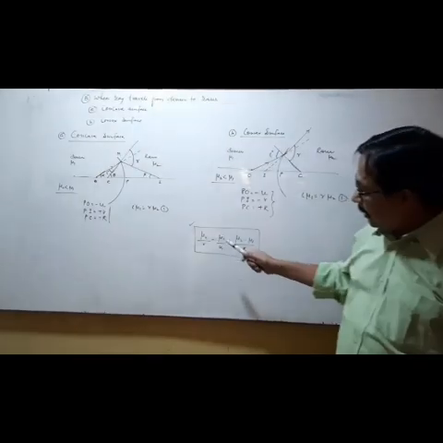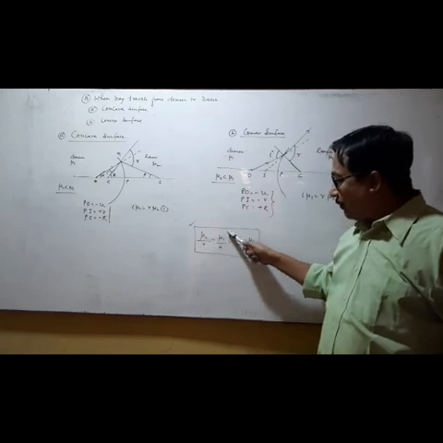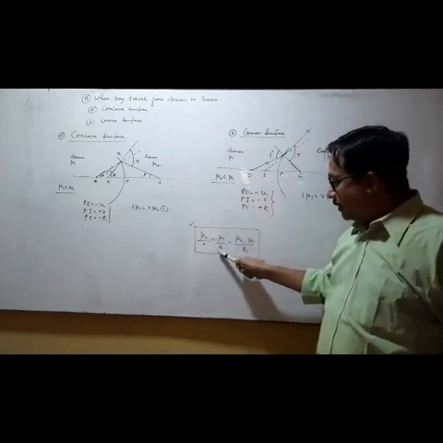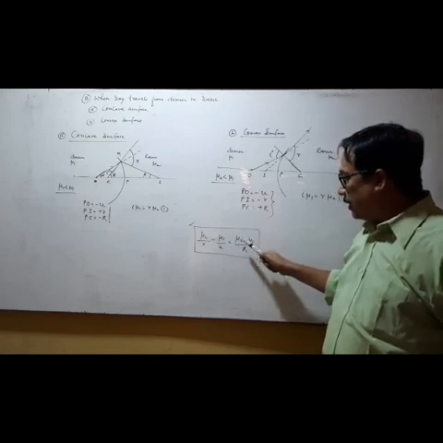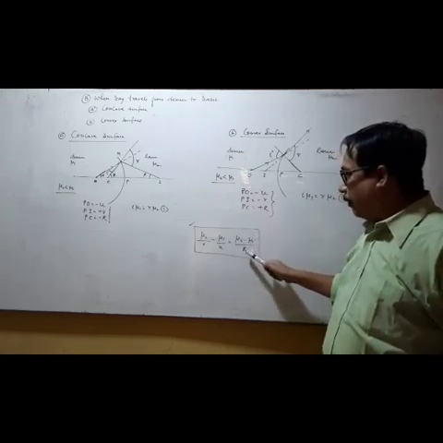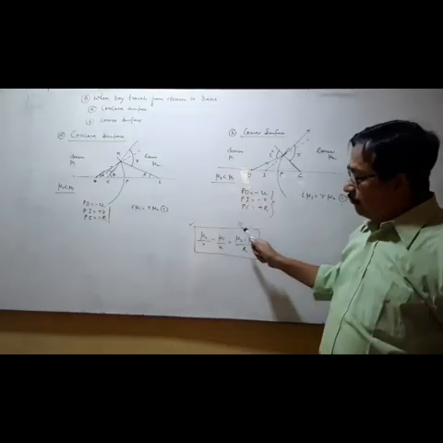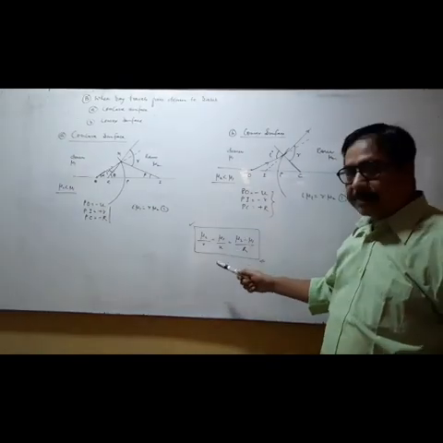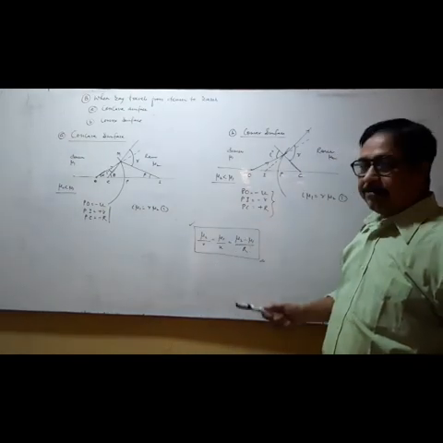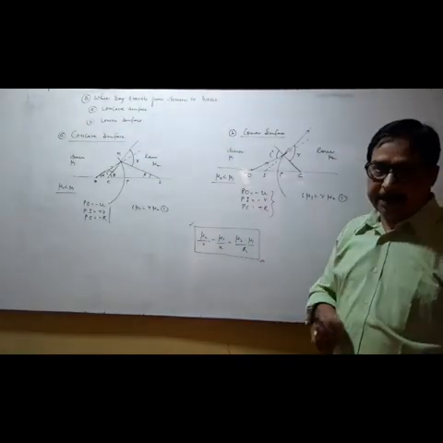That is, refractive index of second medium upon image distance minus refractive index of first medium upon object distance is equal to refractive index of second medium minus refractive index of first medium upon radius of curvature. We have to remember this in that manner: refractive index of second medium upon image distance minus refractive index of first medium upon object distance is equal to refractive index of second medium minus refractive index of first medium upon radius of curvature.